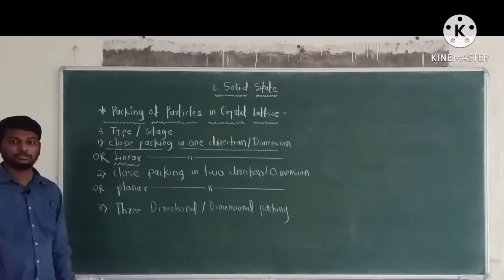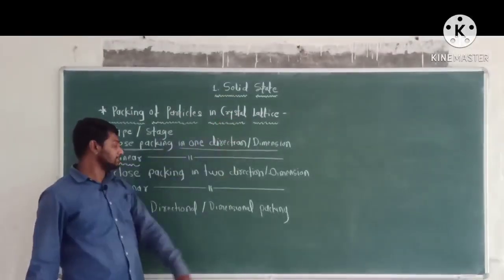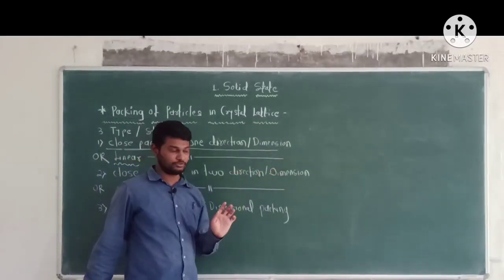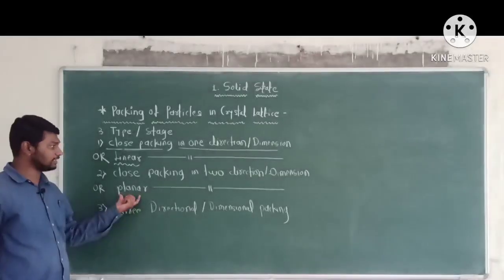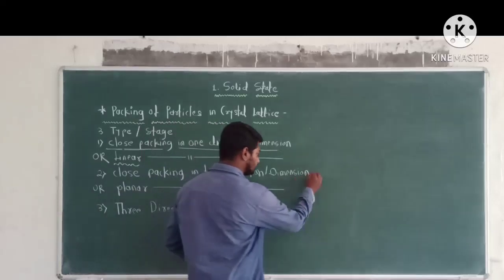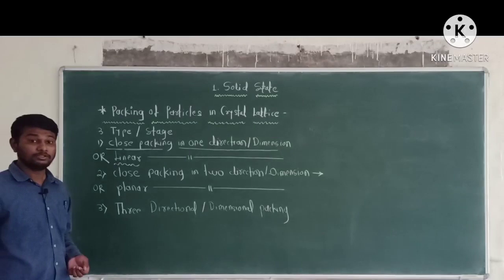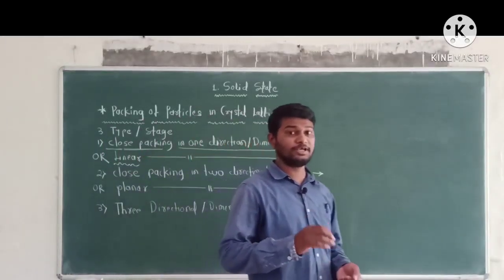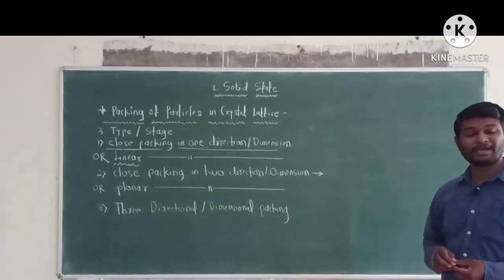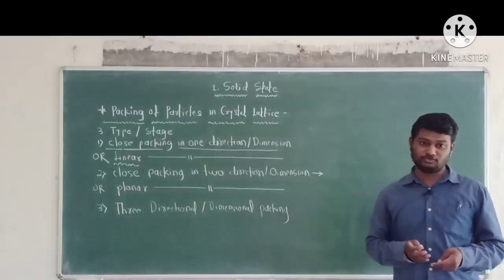Okay. The second type of packing of a particle in a crystal lattice is close packing in two directions or dimensions, which is also called planar packing in two dimensions. Okay. This type of packing is made when a row of constituent particles is placed over another to form a plane. Therefore, such packing is called planar packing in two directions or dimensions.